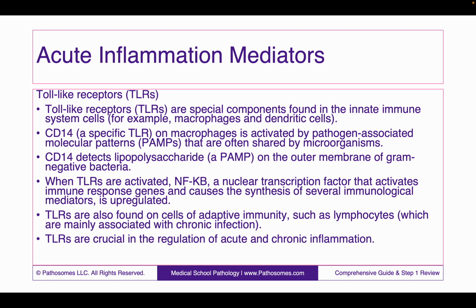TLRs are also found on cells of adaptive immunity, such as lymphocytes, which are mainly associated with chronic infection. Lymphocytes, chronic infection. TLRs are crucial in the regulation of acute and chronic inflammation.